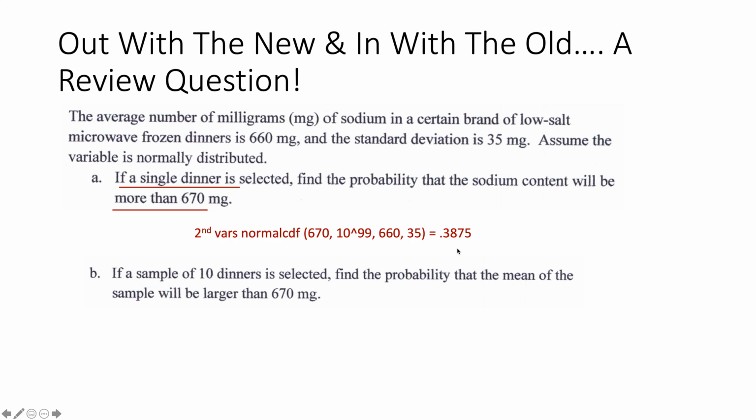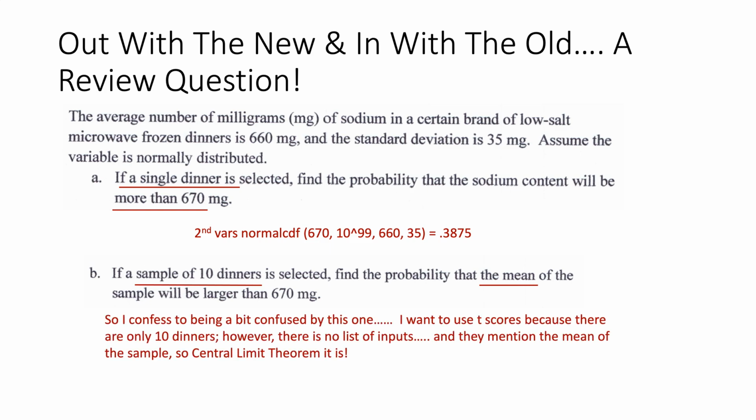Now, if a sample of 10 dinners is selected, find the probability that the mean of the sample will be more than 670 milligrams. So 10 dinners is important, okay? The fact that there are 10 dinners in the mean is super, super important. I was actually a little bit confused by this one. I want to use t-scores because there are only 10 dinners. However, there is no list of inputs, and they make mention of the mean of the sample. So I'm going to go with the central limit theorem.